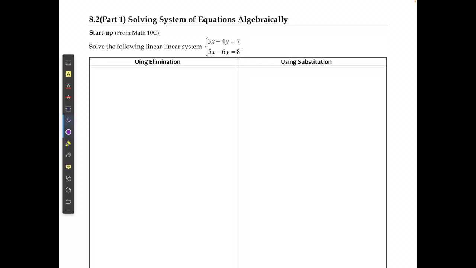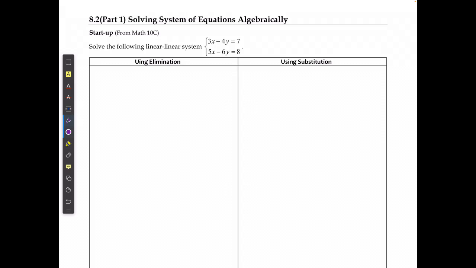Okay, for this lesson we're going to learn how to solve systems of equations algebraically using our substitution or elimination methods that we learned in grade 10. So first, we need to remember how substitution and elimination works. It shouldn't matter which of these methods we're using, we should get to the same answer either way.